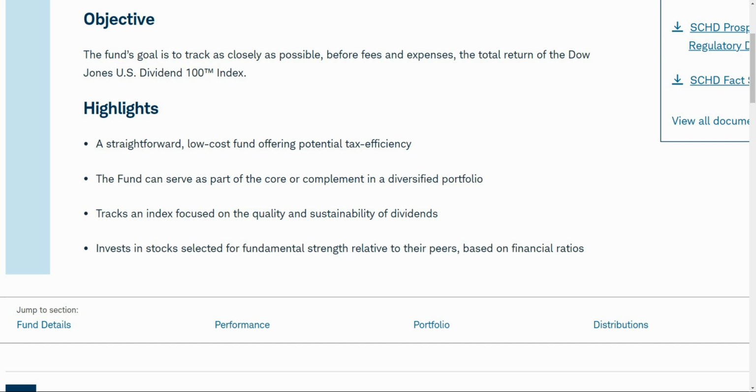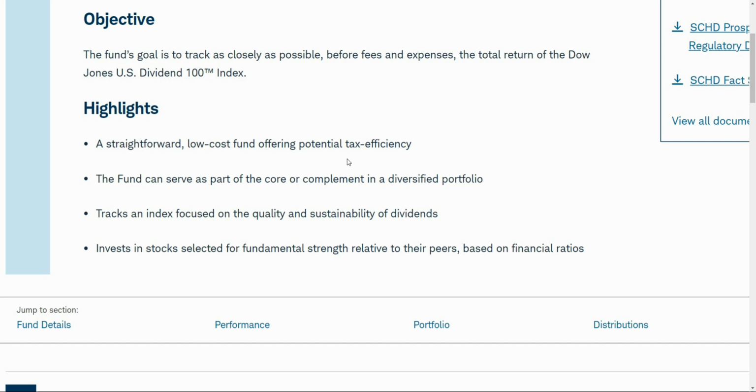So some of these simple highlights from the fund page: it offers a straightforward, low-cost fund offering potential tax efficiency. This is because the ETF itself doesn't include a major sector, which is REITs, and a REIT has a different tax basis that you have to pay. So you're not going to see REITs in this ETF, and that is to save you on taxes.